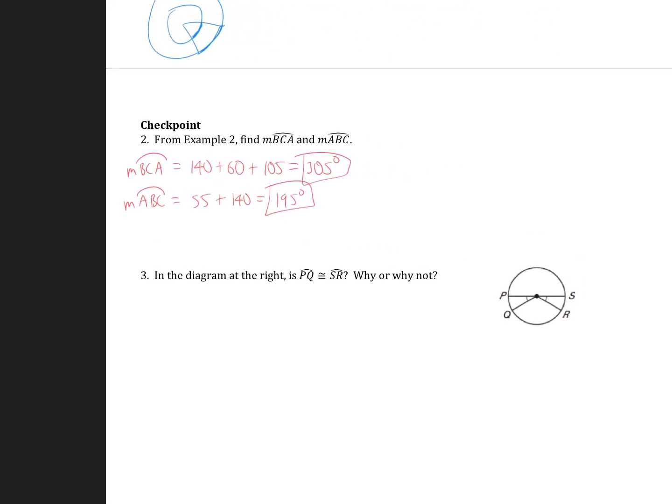All right, last one. In the diagram at the right, is PQ congruent to SR, why or why not? It's going to be yes. Now, why is that? Well, they are congruent angles, and they're on the same circle.